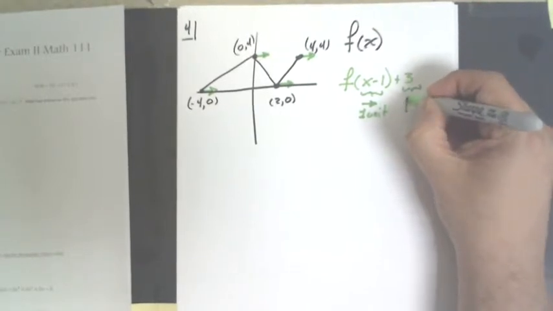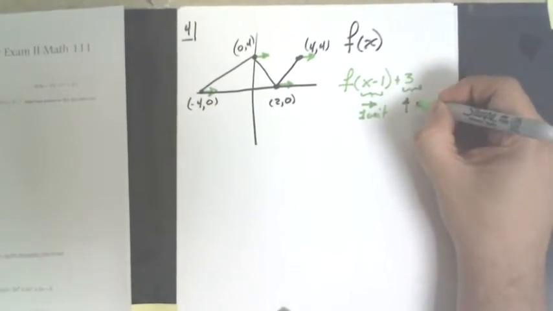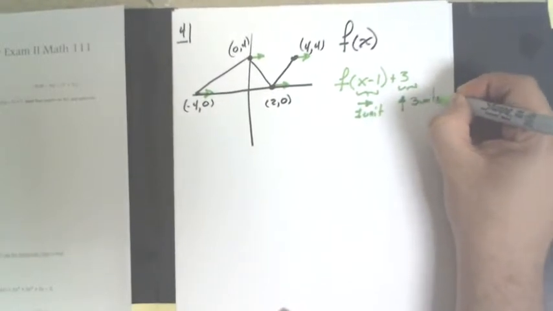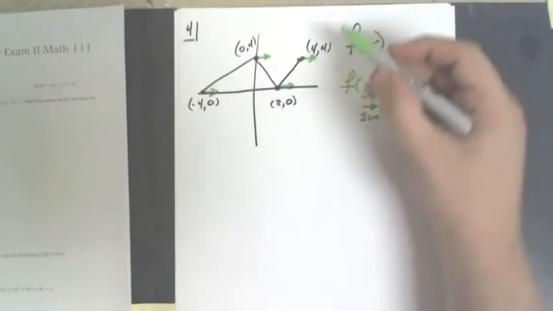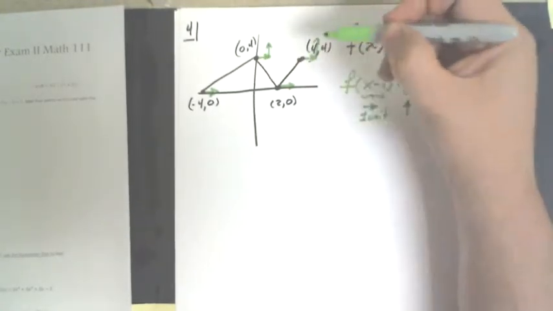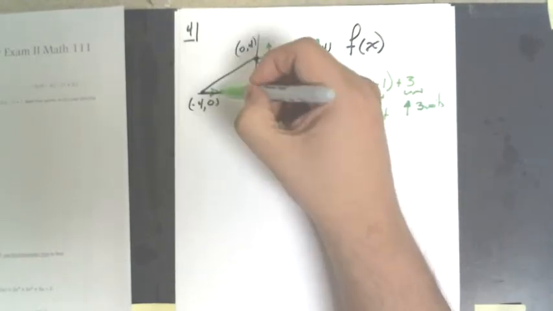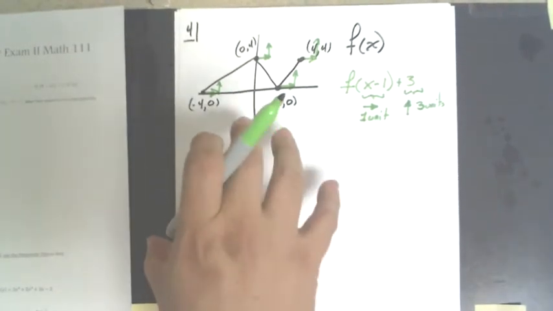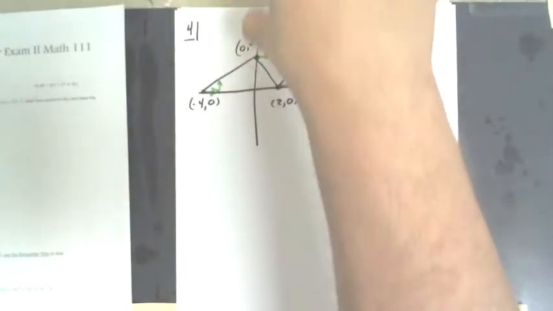If you add 3 to all the y values, that's going to make all those y values go up 3 units. So after shifting over this way, they're going to go up 3, up 3, up 3, and up 3. So the whole picture is going to look exactly the same. It's just going to move that way 1 and up 3.